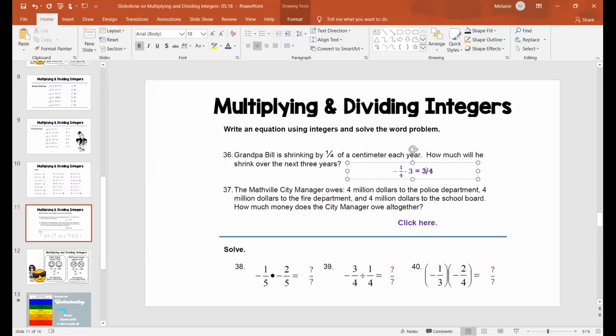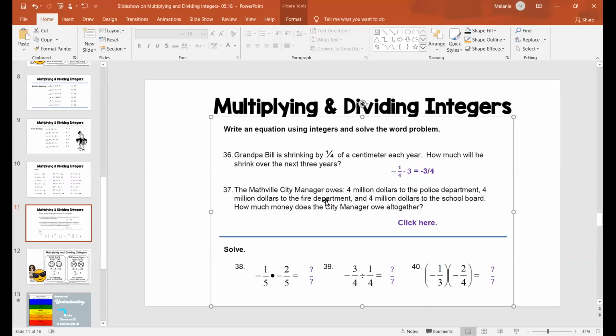So 3/4. 3 times 1/4 is 3/4. But is it positive or negative? Negative. That means he's going to shrink. So there's that negative 3/4 of a centimeter each year. So it's not that he's going to shrink a negative amount. It's that the word shrink is really that negative sign, okay? So the answer is -3/4. All right, let's look at the next one.